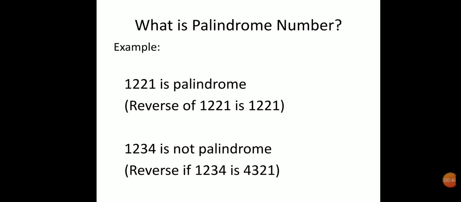Before going to the program, let us try to understand what is a palindrome number. Here I have mentioned two examples. 1221 is a palindrome because if you reverse 1221 it will be 1221 again. So therefore I can say that 1221 is palindrome. One more example I have given which is not palindrome, that is 1234. 1234 is not palindrome because if you reverse 1234 it will be 4321. So therefore I can say 1234 is not a palindrome number.